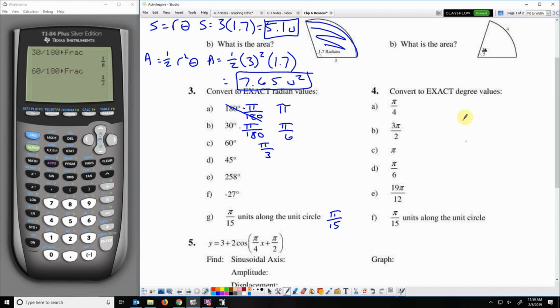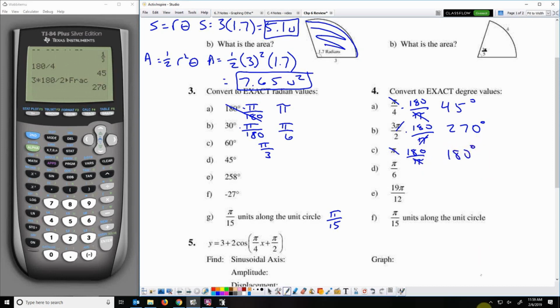Okay, so next we are changing from radians to degrees. We have to multiply by 180 over pi. Okay, so if there's a pi in the numerator and denominator, they cancel. 180 divided by 4 is 45, so this is 45 degrees. Here we can cross out the pi's again, and then 3 times 180 divided by 2. 3 times 180 divided by 2, and I will ask for that as a fraction, and there isn't a fraction. It's 270 degrees. Okay, so pi times 180 over pi. Those cancel, and I get 180 degrees.